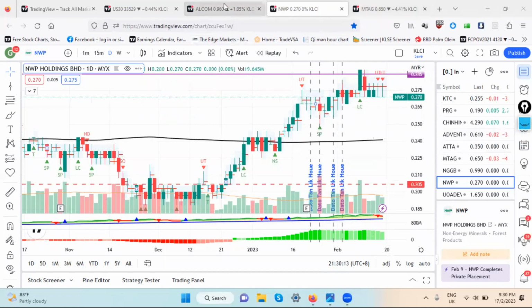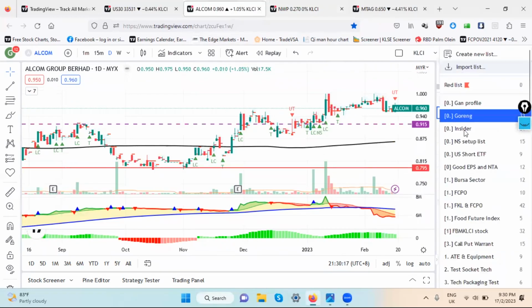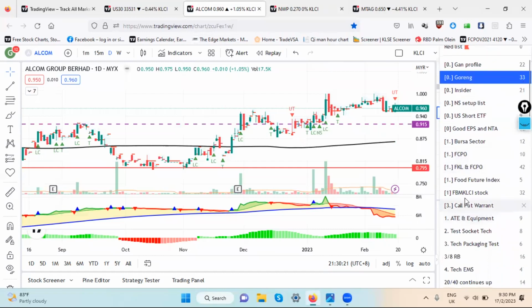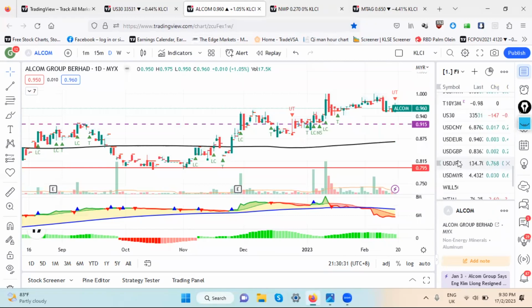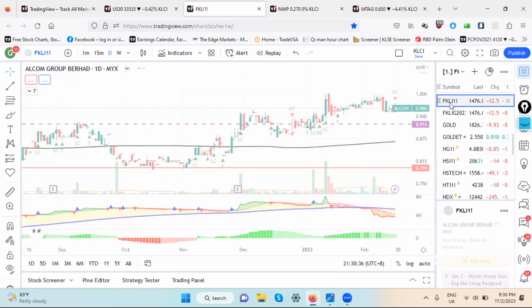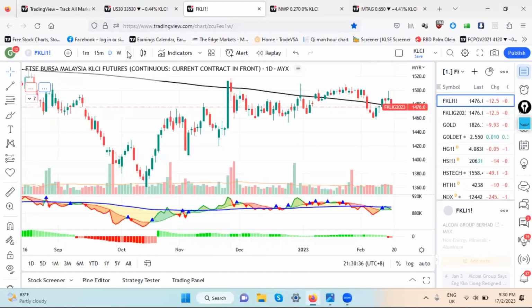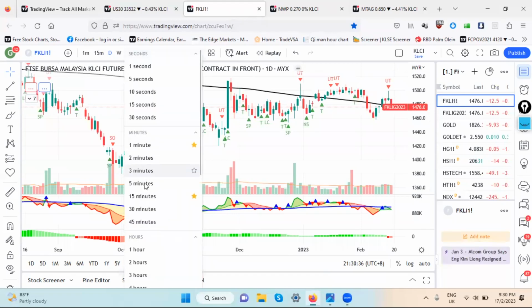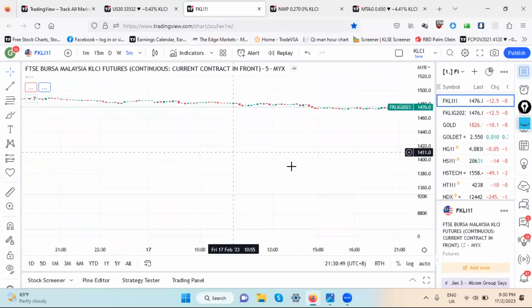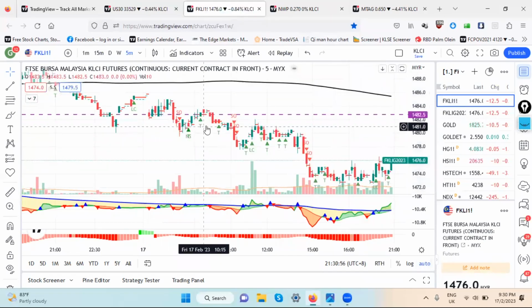And I also want to demo a little bit regarding something other than stocks. Actually, with the VF you can go for the FKLCI futures. So I go to the futures. When you come to the futures, you need to switch to a different time frame. I change it to 5 minutes, because we are trading and need to get in and out very fast.